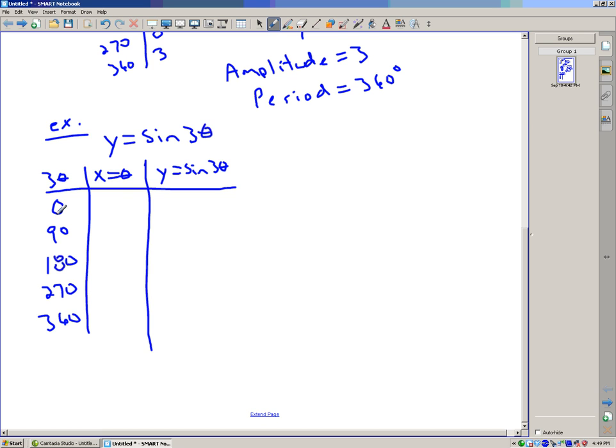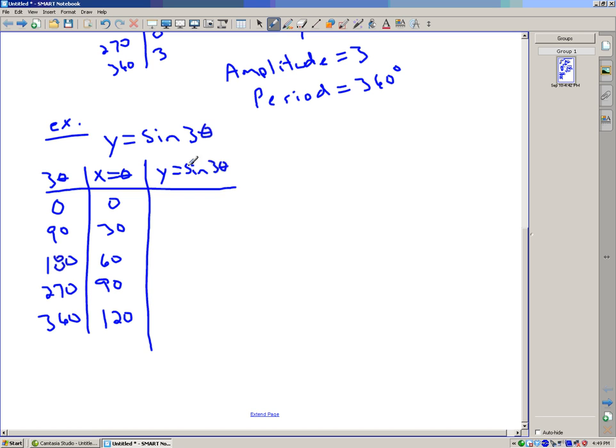Now if 3 theta is 0, then 1 theta is 0. If 3 theta is 90, 1 theta is 30. And if 3 theta is 180, 1 theta is 60. Notice I'm just dividing these by 3. So 270 divided by 3 is 90. 360 divided by 3 is 120.